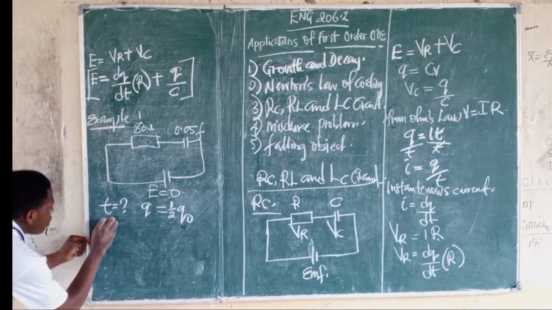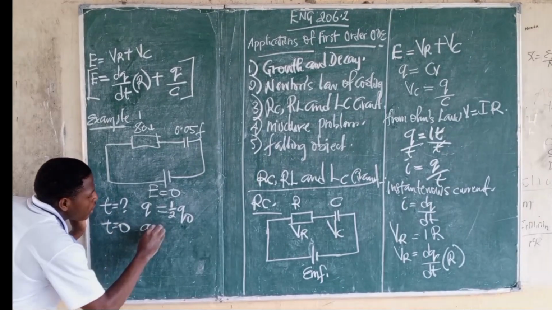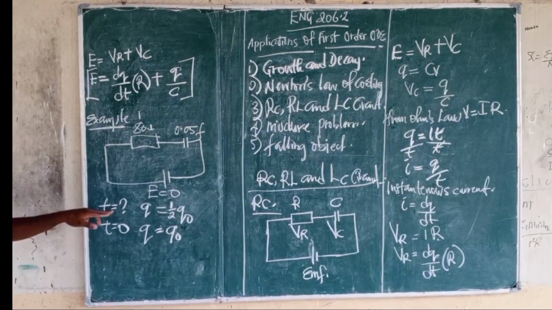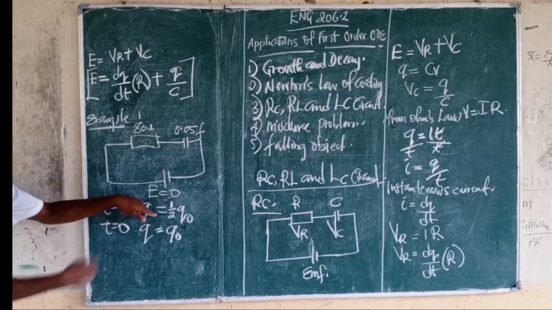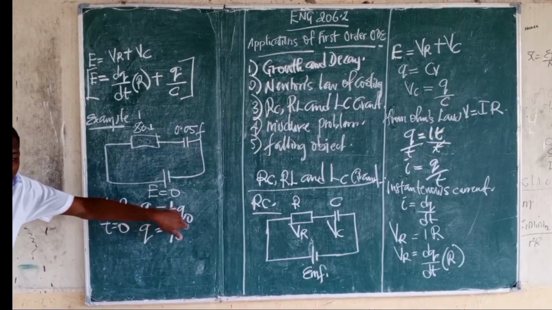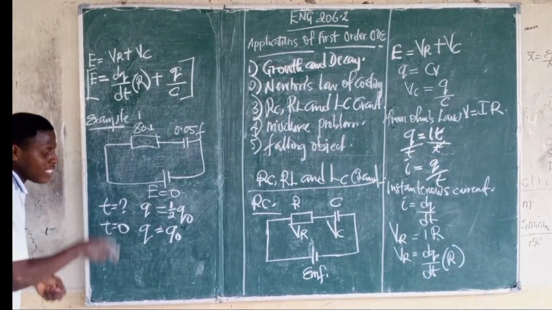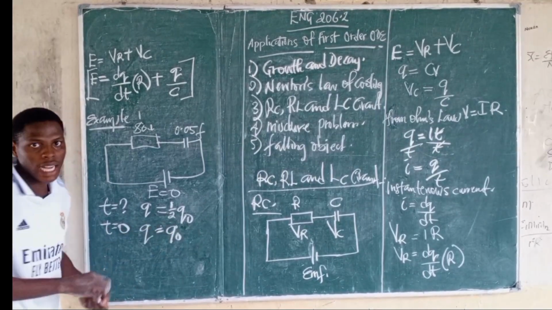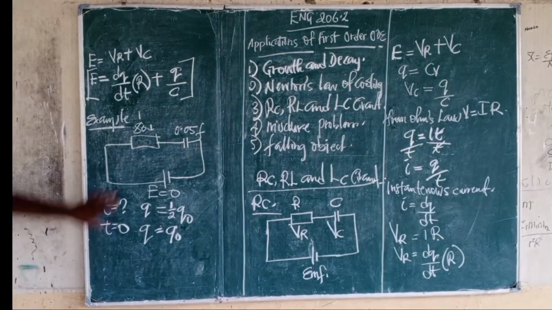But when T is equal to 0, our Q is equal to our initial charge. That's the meaning. Because if they tell us to calculate the time, and they said the capacitor discharged half of its initial charge, now, what is the time at 0? To calculate your time at 0, your capacitor will discharge the initial charge.